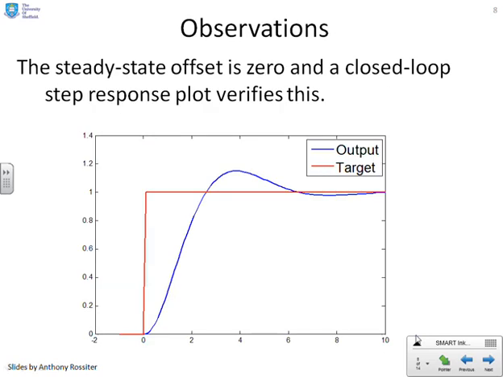And here's a plot to demonstrate the fact. I've calculated the output, and here it's plotted in blue. I've overlaid the target in red, and you can see clearly the output converges to the target. There is no offset. So by including an integrator, I have eliminated the offset in the steady state.